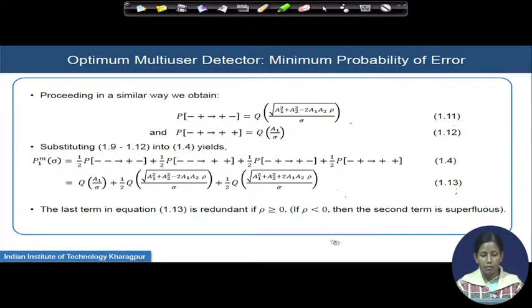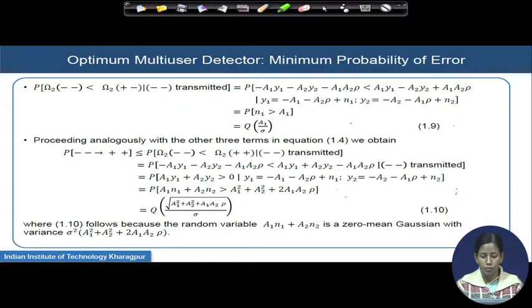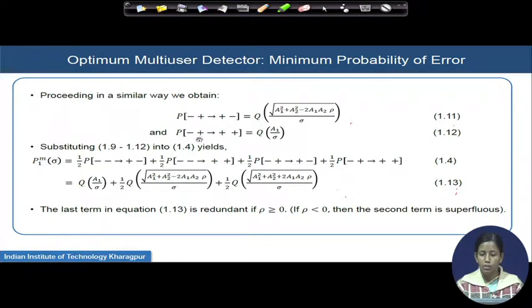Next is the third term, where similarly for minus plus transmitted and plus minus, you end up again with another Q function, where this is the variance of the other terms, A1 N1 plus A2 N2, A1 N1 minus A2 N2, and this is minus plus transmitted but ending up with double plus. It will also be given by another Q function.